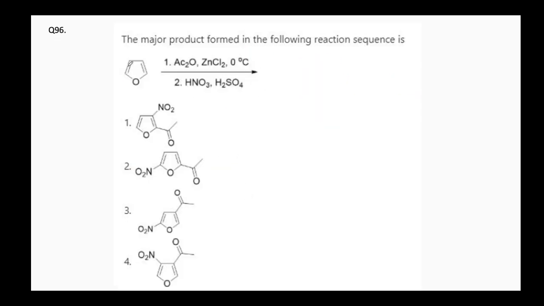We move onwards to the next question. Major product formed in the following reaction sequence. Now this question was also asked previously in the GATE examination. You are doing acylation of furan.